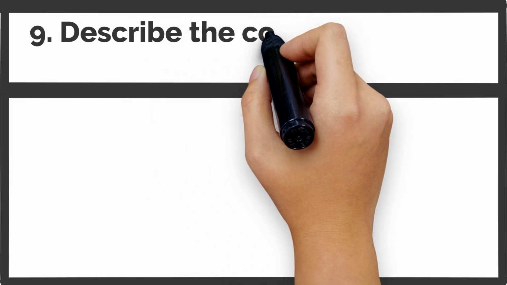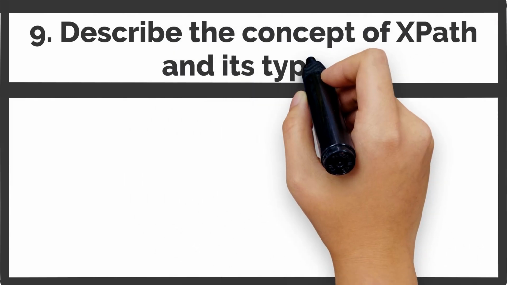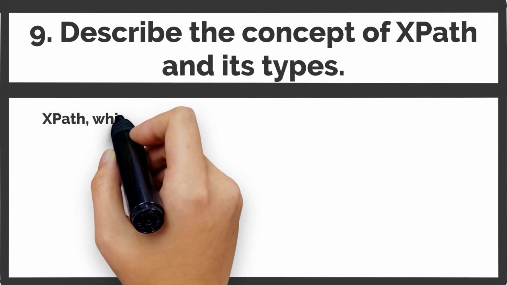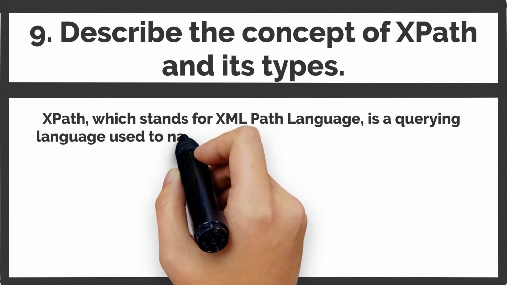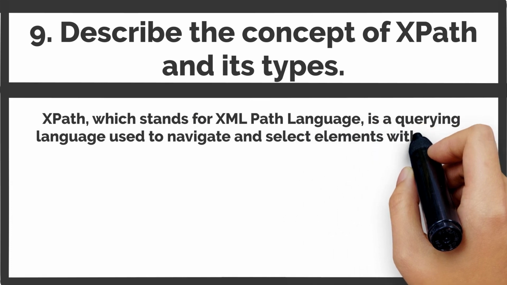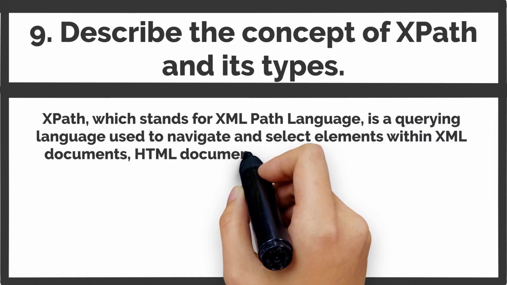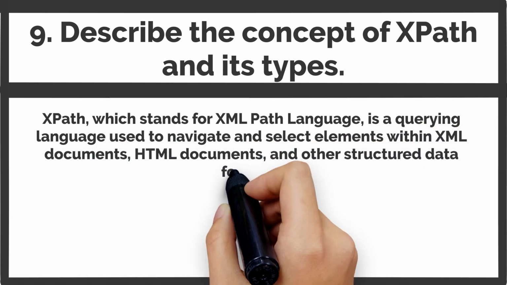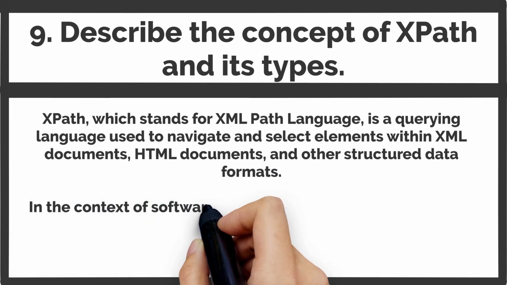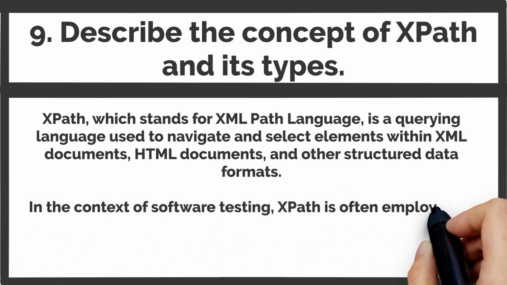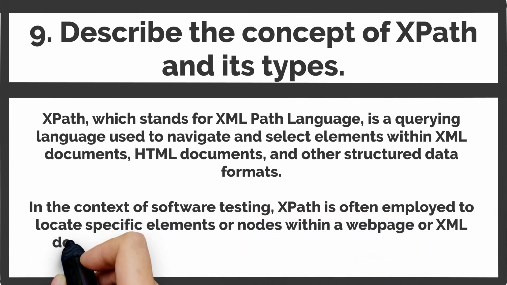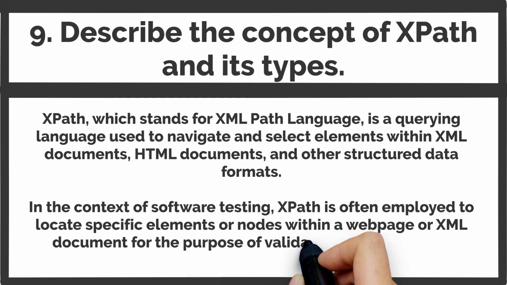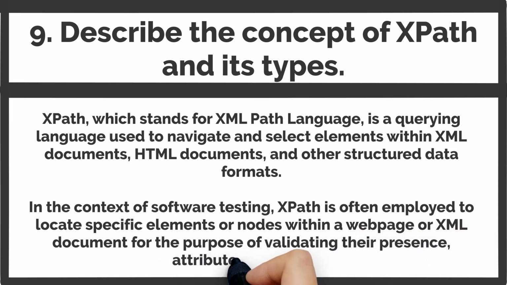9. Describe the concept of XPath and its types. XPath, which stands for XML Path Language, is a querying language used to navigate and select elements within XML documents, HTML documents, and other structured data formats. In the context of software testing, XPath is often employed to locate specific elements or nodes within a web page or XML document for the purpose of validating their presence, attributes, or content.